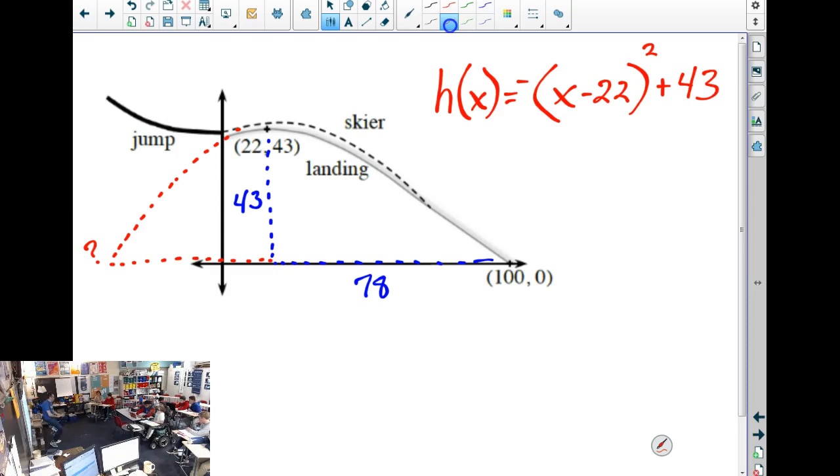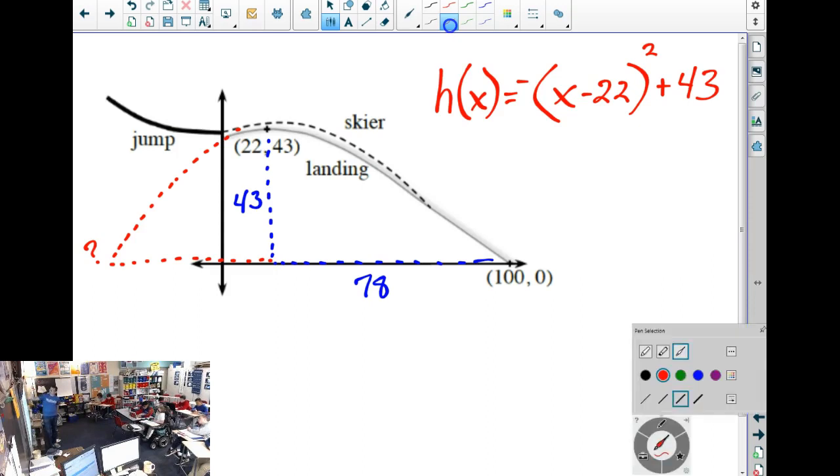What other thing are we trying to make happen? We're trying to make happen when we input 100, we output 0, right? So once we get here, this gives us the right vertex, but not necessarily the right equation. So actually I should put a question mark on this.